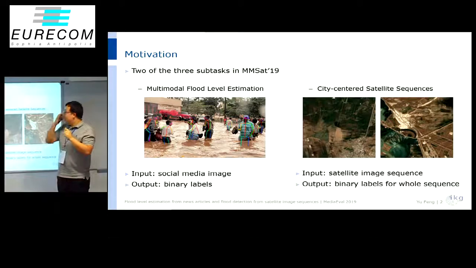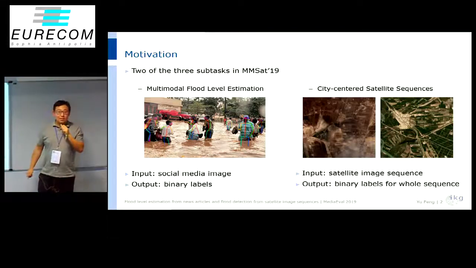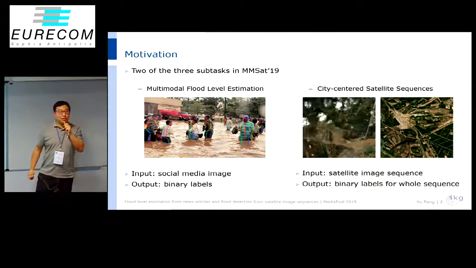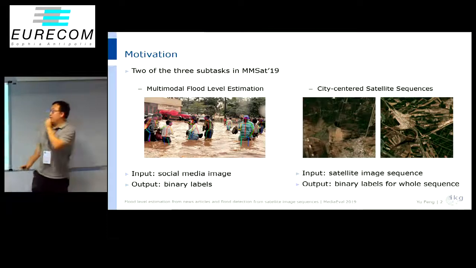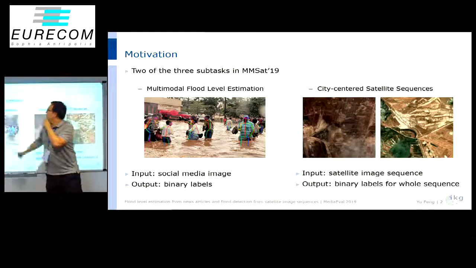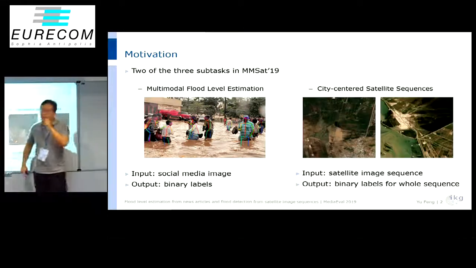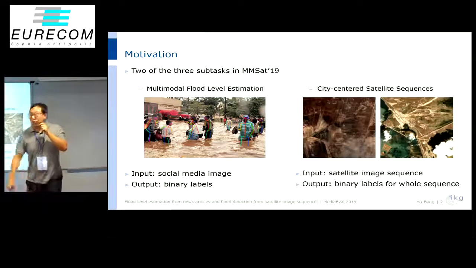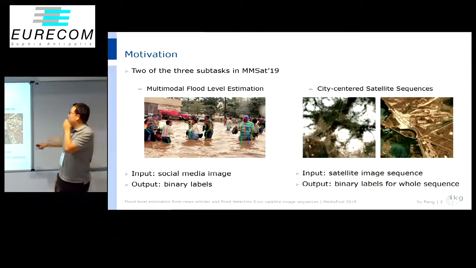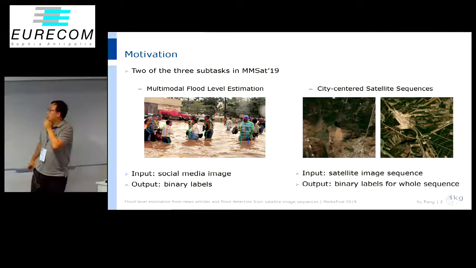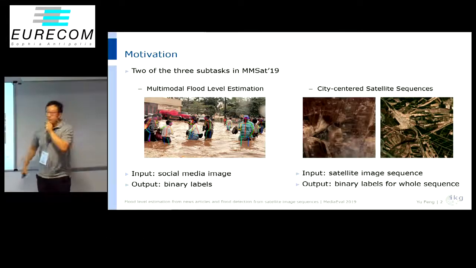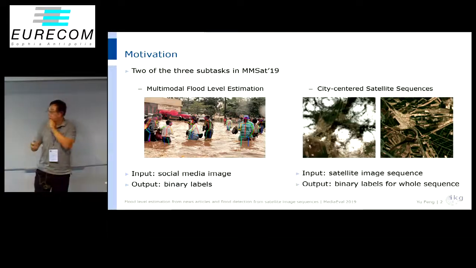For this year's MMSat task, we have concentrated on the following two tasks. One is the multimodal flood level estimation: from an image, we say whether it is a knee-level flood or not. The second is the city-centered satellite sequence: from a sequence, we say whether it is flooding or not.